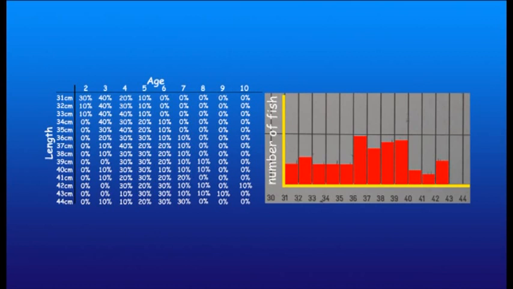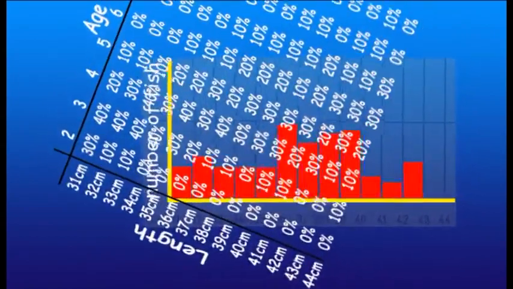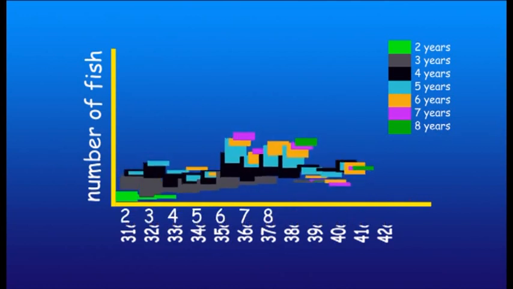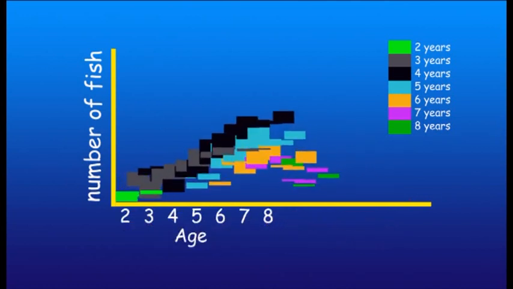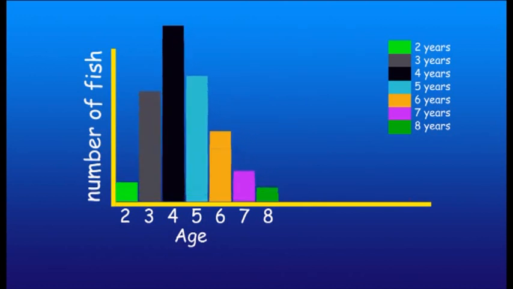If we simply merge our table here into the length frequency distribution, we can clearly see that each length has a range of different ages. What we now want is to group all of our ages together and create a distribution that represents ages on the bottom with numbers of fish on the side. This is our final result, the age frequency distribution of the tiger flathead catch.